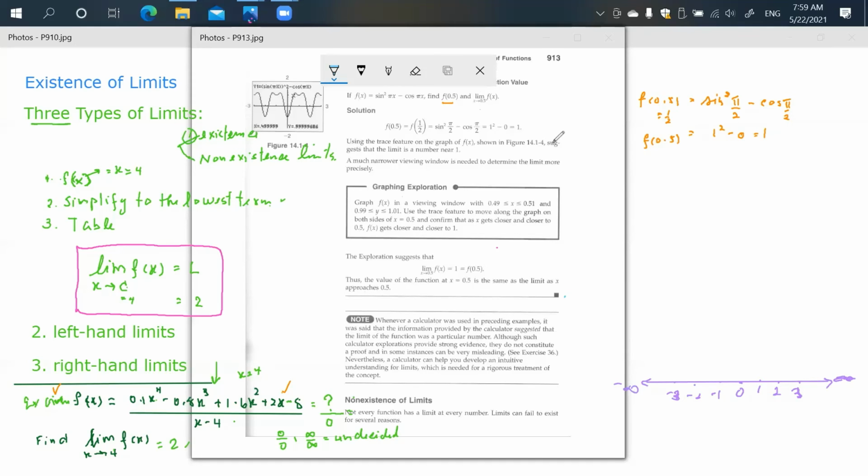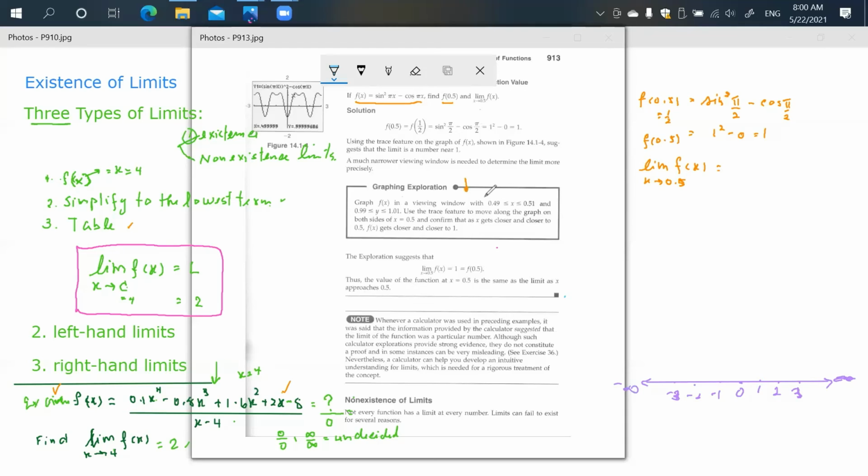Now we are going to find the limit of f of x when x approaches 0.5. In this case, you can use the table, because this is already a simple term. This form is already a simple function, so we couldn't simplify it either. So then we use the table, correct? From this one, use a table and calculate.